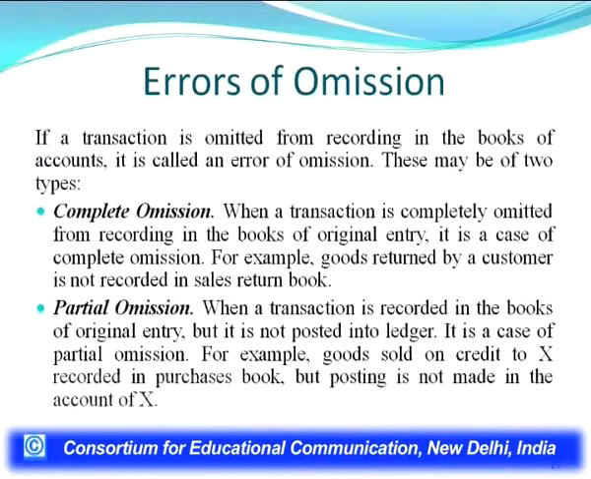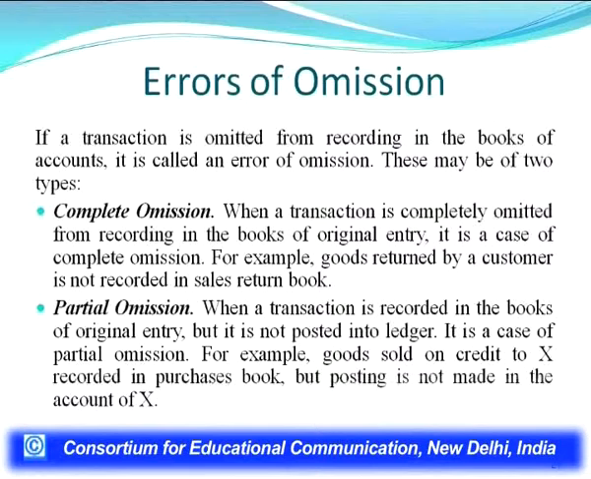Now, we shall start with errors of omission. Errors of omission means some omission. If a transaction has been omitted from recording in the books of accounts or original books, it is an error of omission. Errors of omission may further be classified into two categories. The first one is complete omission and the second is partial omission. Complete omission means a transaction is completely omitted from recording in the books of original entry. It means it has not been recorded in the journal or subsidiary book, any book of original entry.